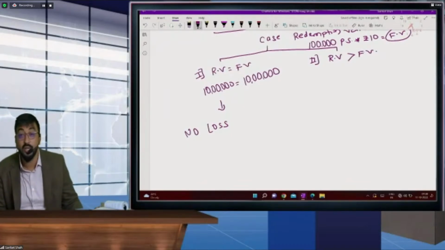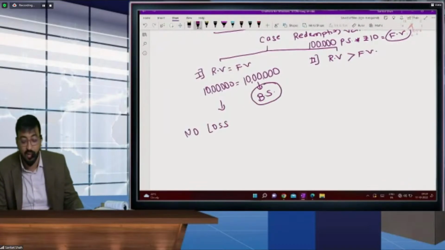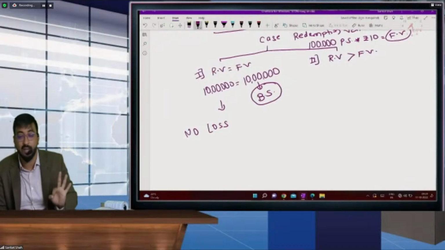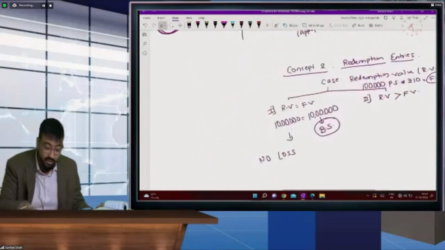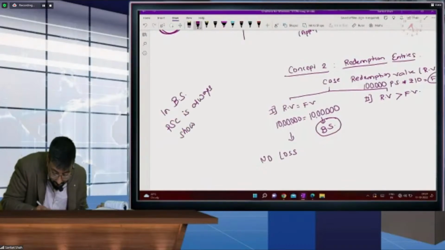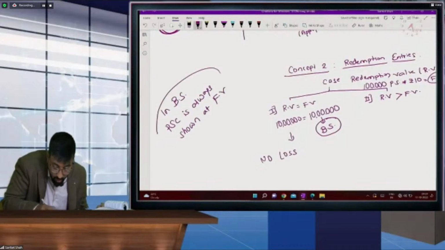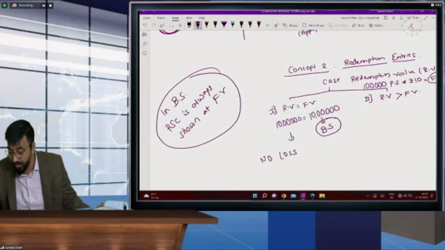The company is showing this in the balance sheet. Face value is the balance sheet value and redemption value is a payment value. Remember, preference share capital is always shown at face value. You can write this in the balance sheet. Face value means registered value. So in the balance sheet, preference share capital is always shown at face value.